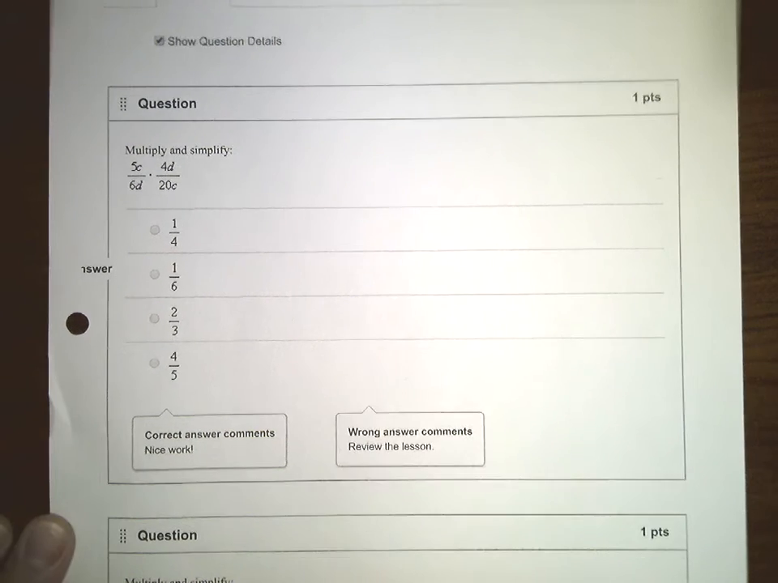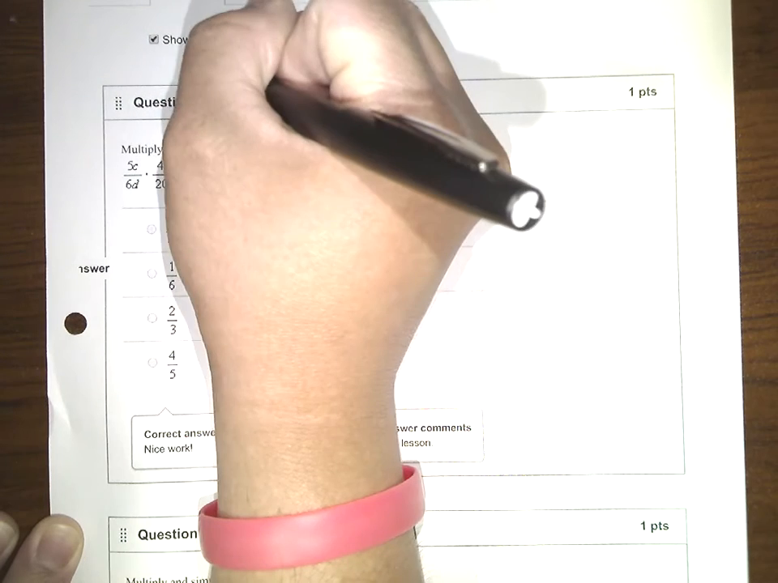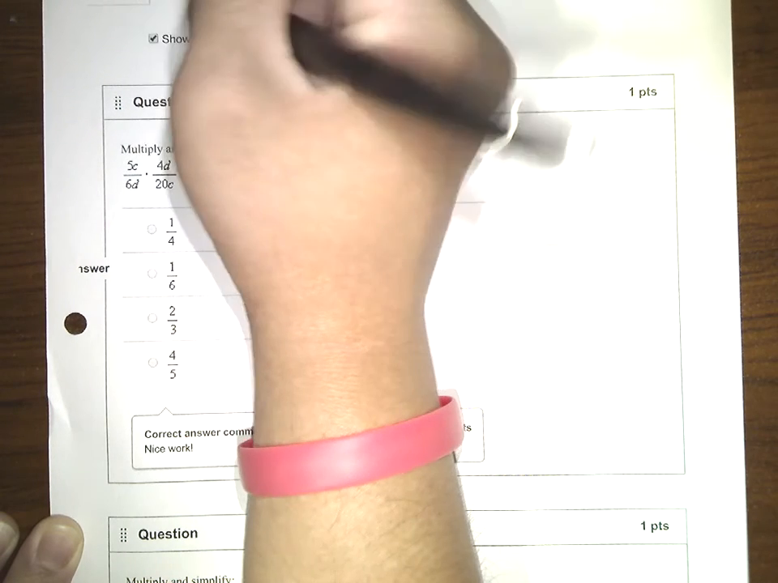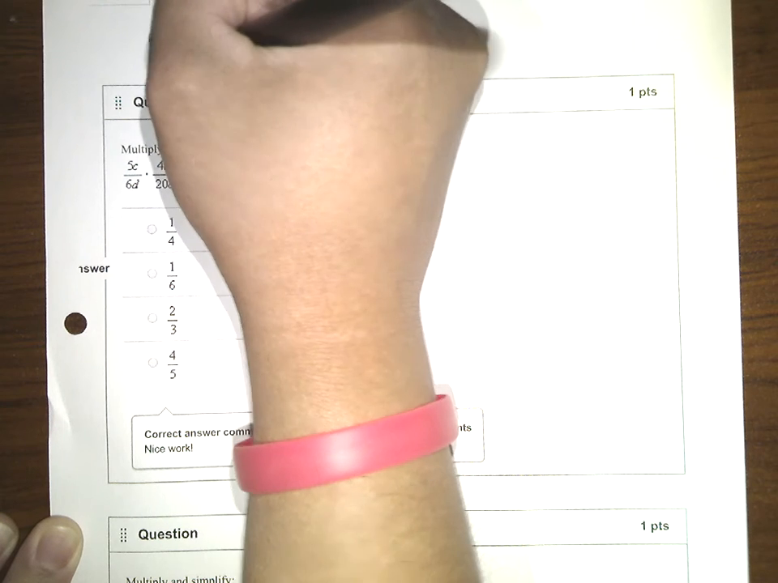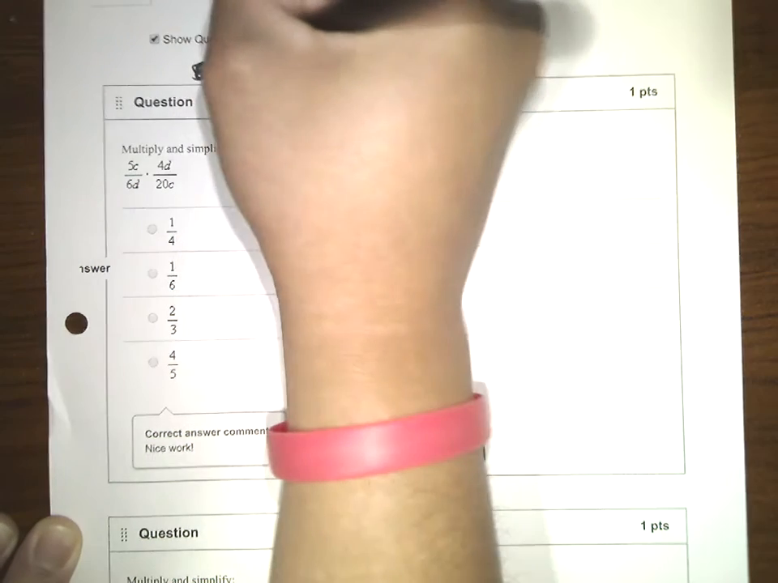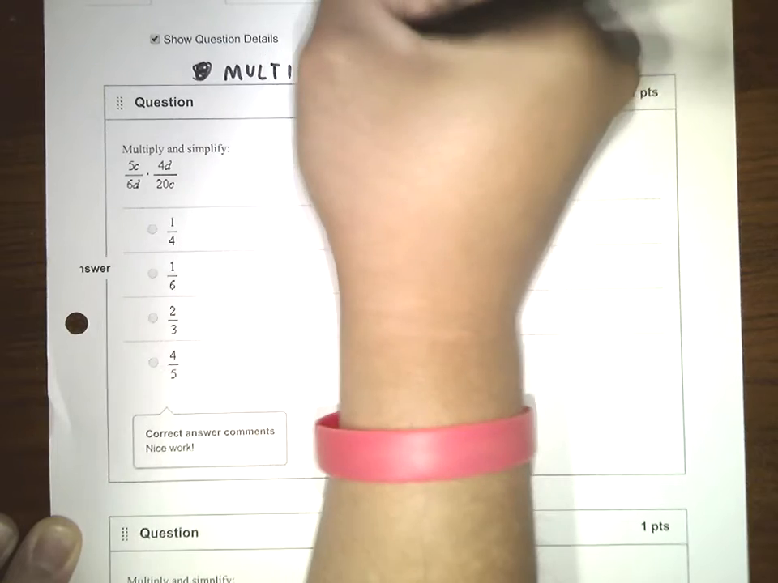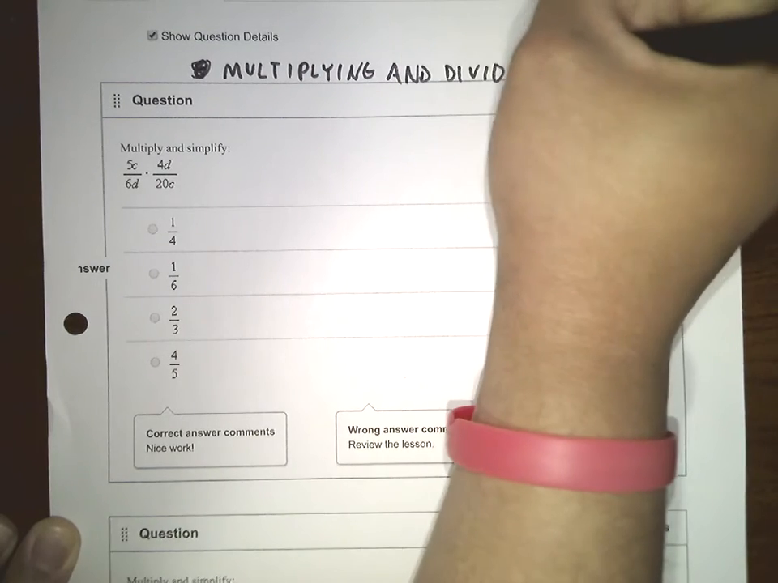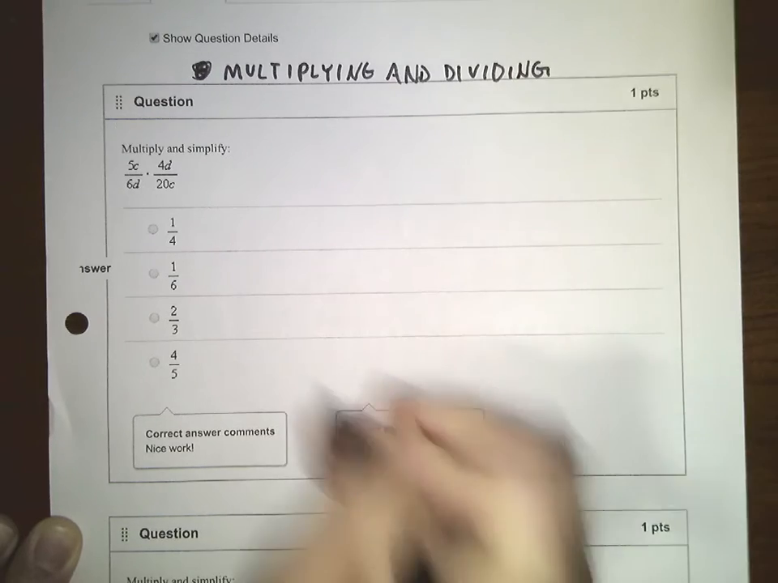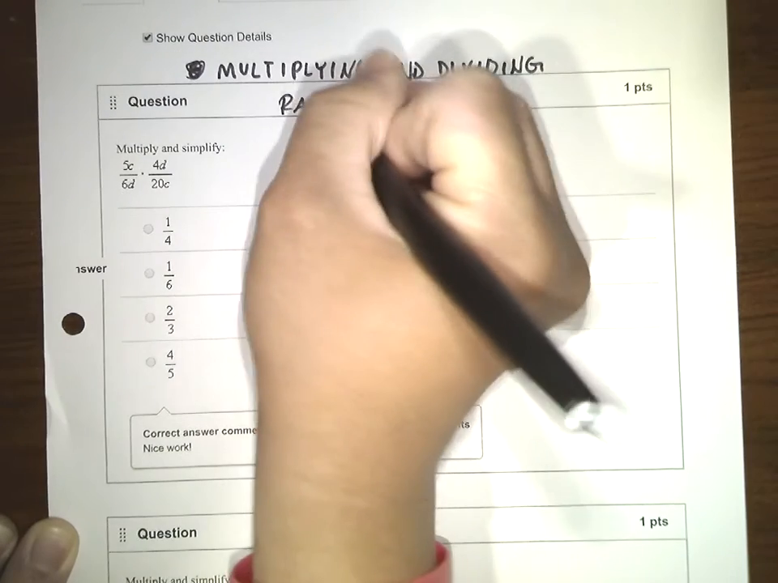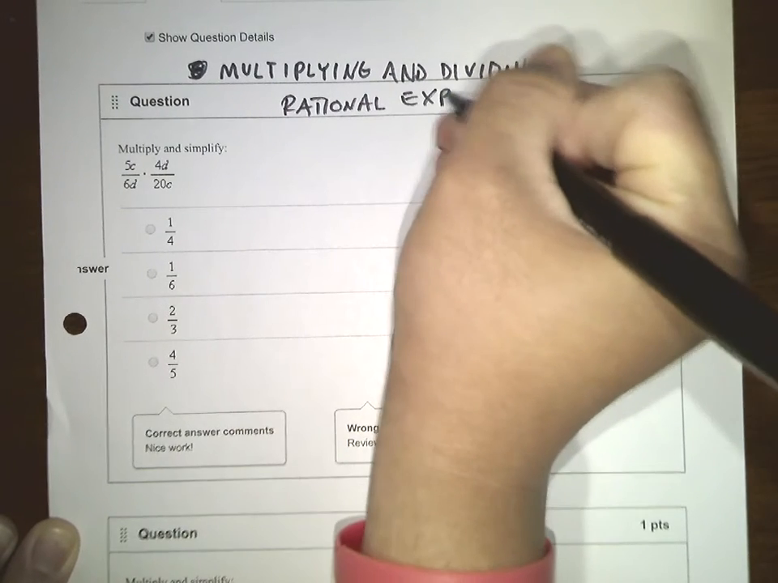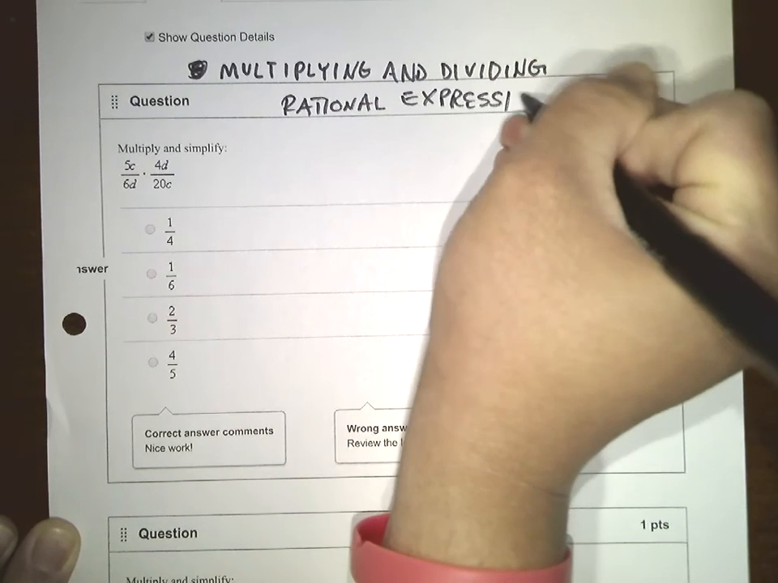Everyone, this is Professor Oaks, and in this video we are going to talk about multiplying and dividing rational expressions. So let me write that down here. Multiplying and dividing rational expressions.